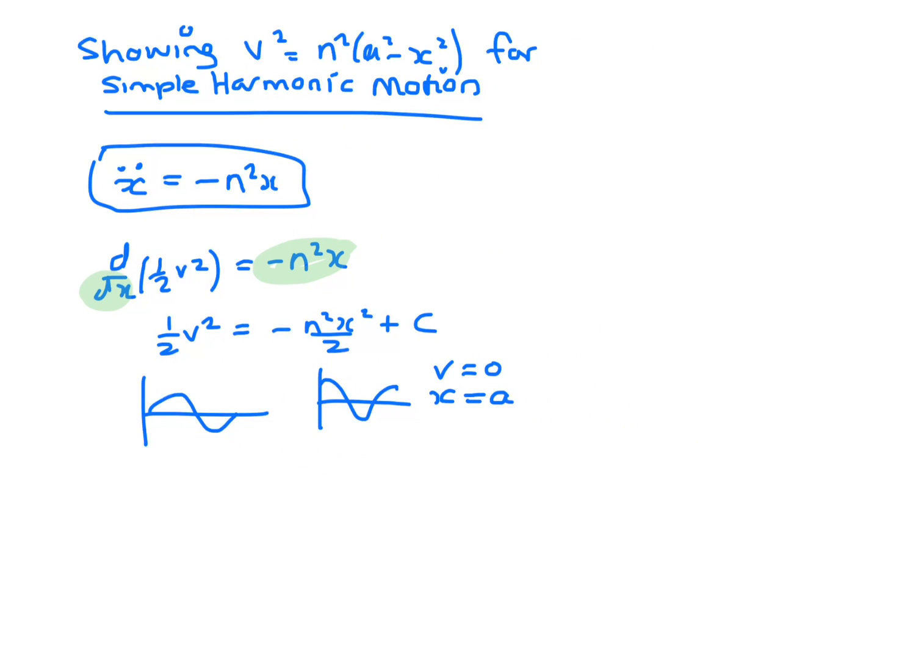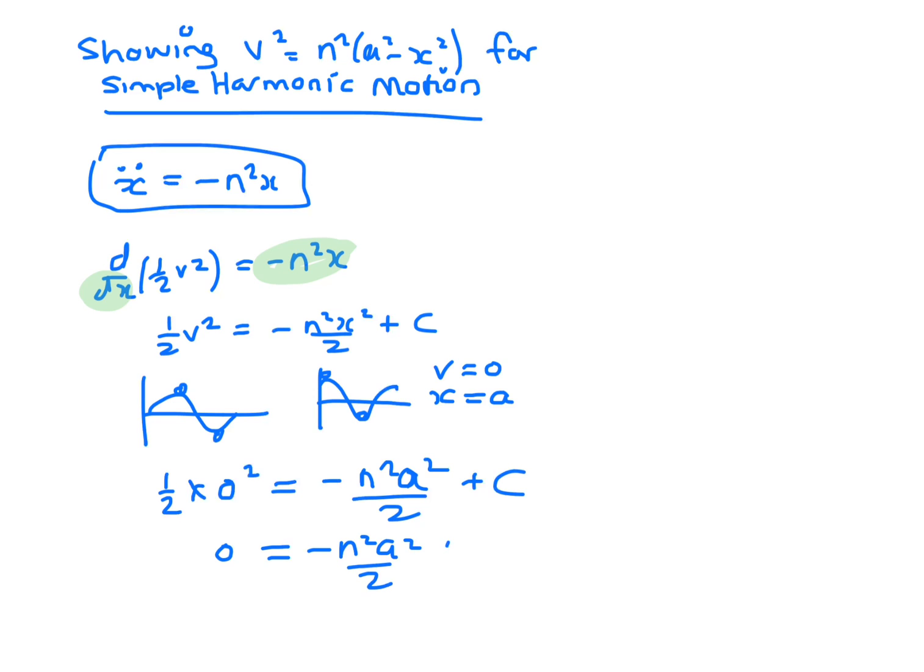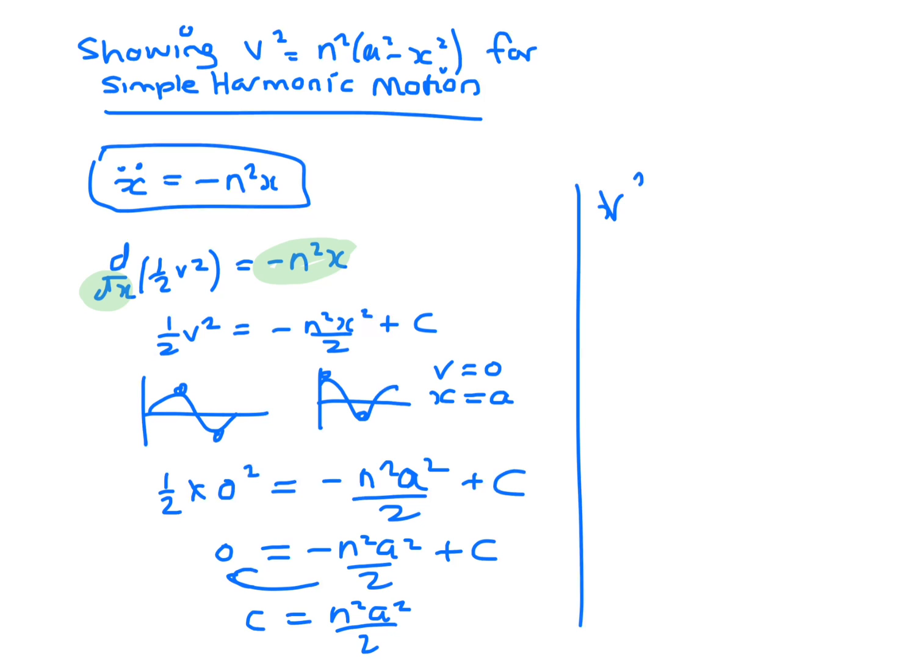So if we now take that and put in x is a when v is equal to 0, because that's at the endpoints, because there are stationary points there at the endpoints, we get 0 equals minus n squared a squared on 2 plus c. Then when I move that over to the other side, c is equal to n squared a squared on 2. So what that means is that the half v squared will equal minus n squared x squared on 2 plus n squared a squared on 2.